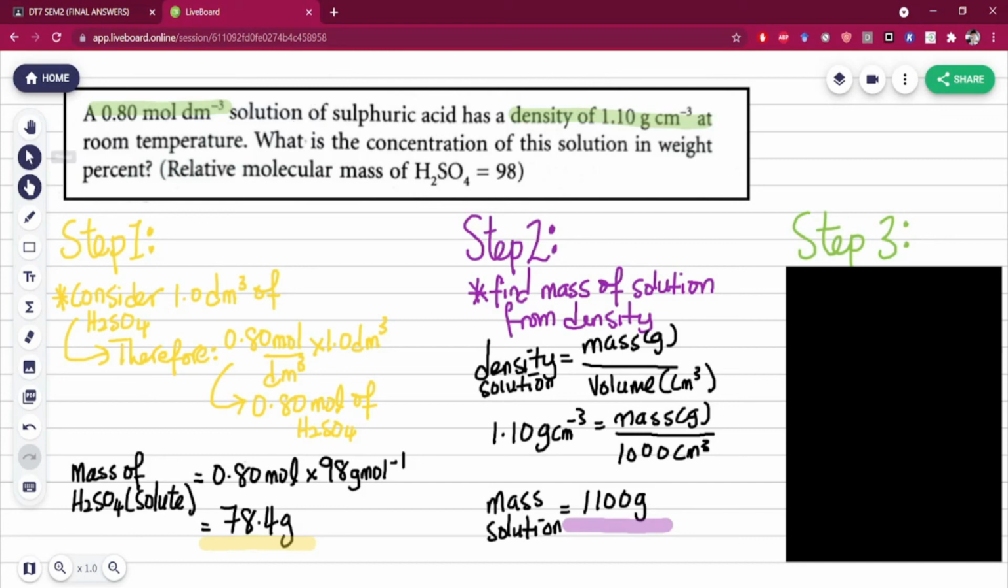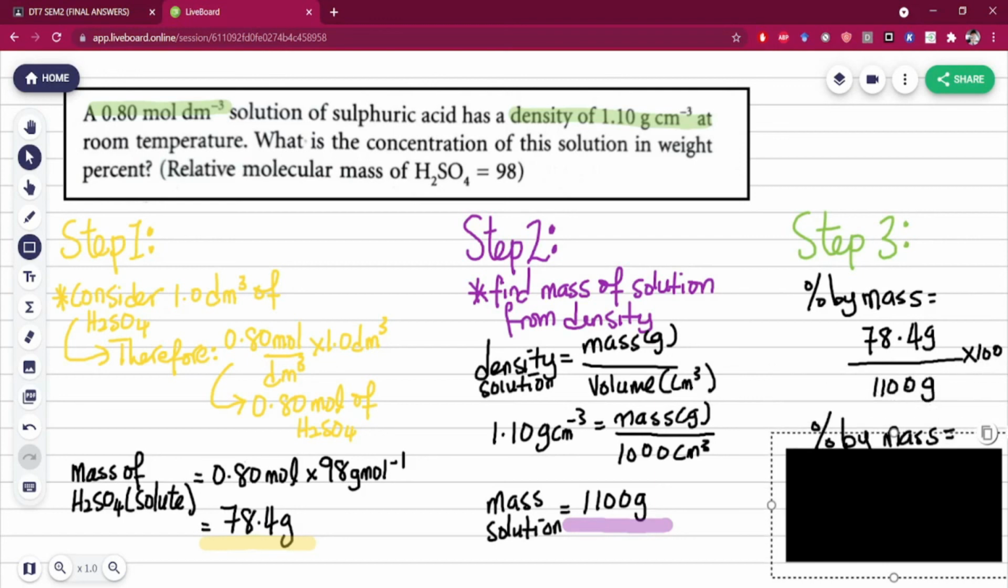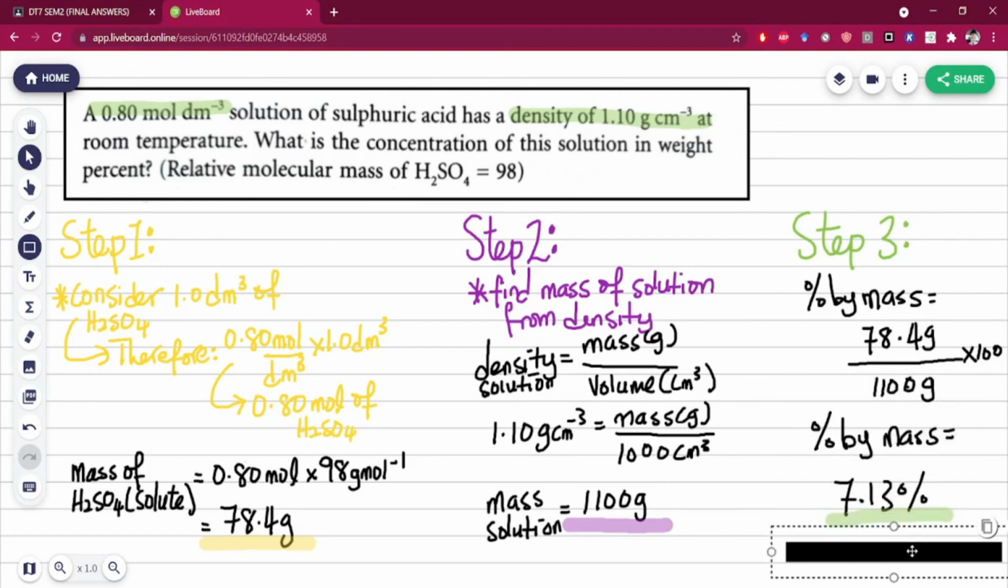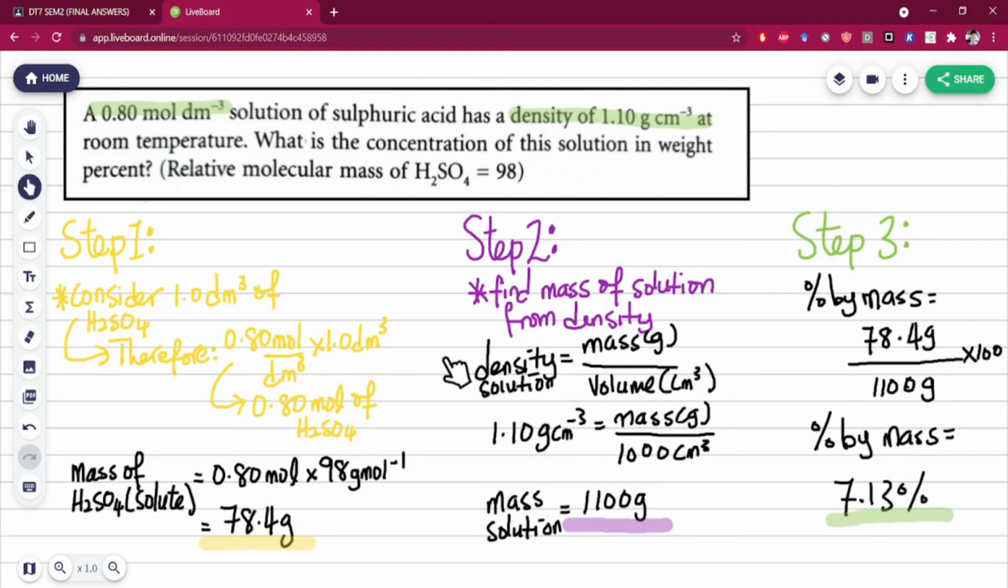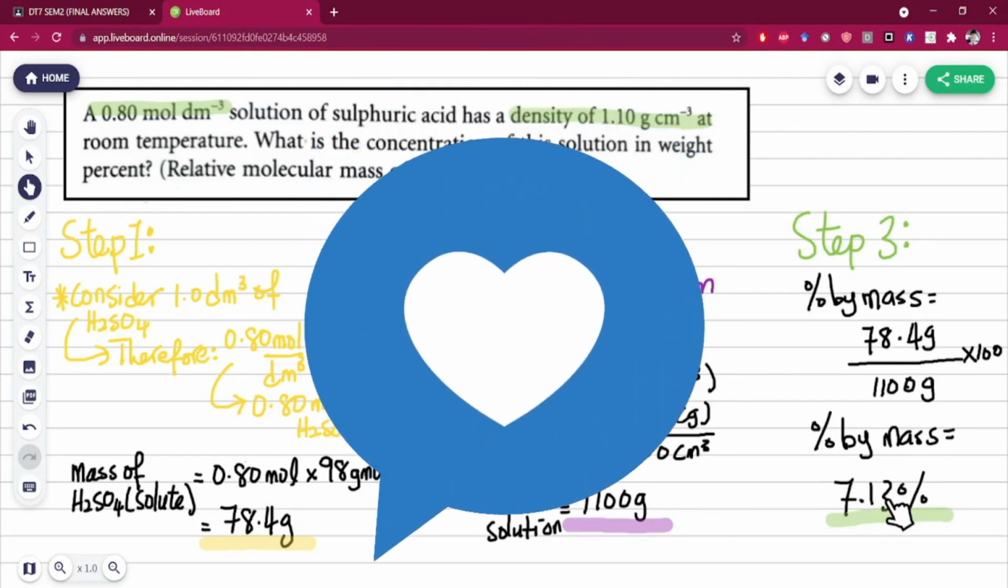And in step 3, what we need to do is percentage by mass. You're just going to plug in every piece of information that you have worked out in step 1 and step 2. 78.4 grams, that is the mass of solute, over 1100 grams, that is the mass of your solution, times 100, and therefore the percentage by mass for this question is 7.13%.